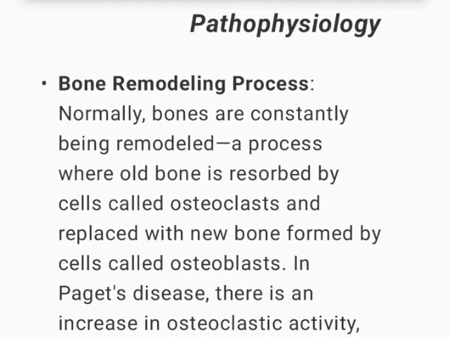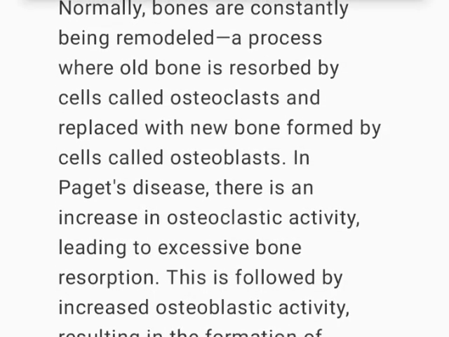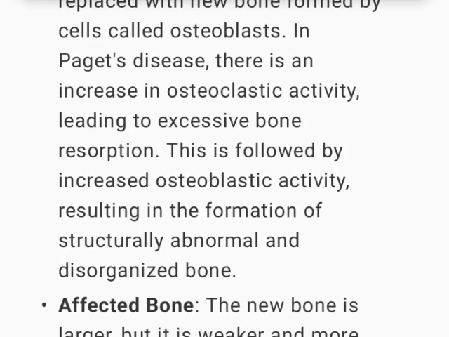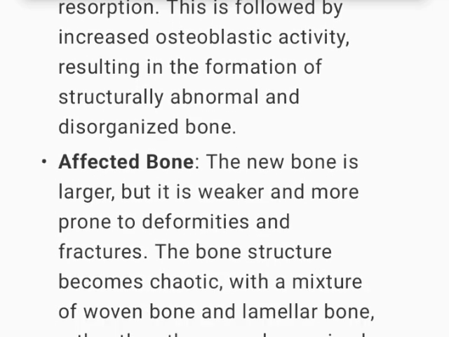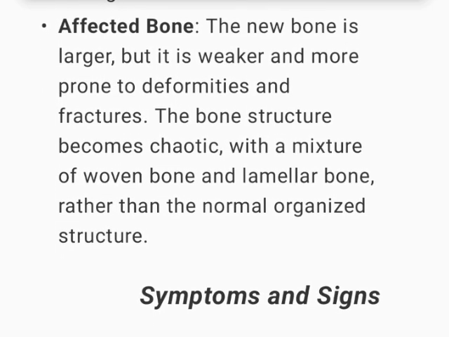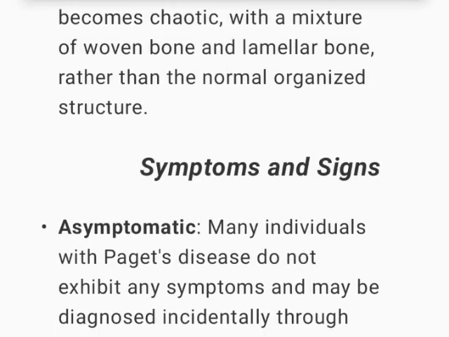Pathophysiology, bone remodeling process. Normally, bones are constantly being remodeled, a process where old bone is resorbed by cells called osteoclasts and replaced with new bone formed by cells called osteoblasts. In Paget's disease, there is an increase in osteoclastic activity, leading to excessive bone resorption. This is followed by increased osteoblastic activity, resulting in the formation of structurally abnormal and disorganized bone. Affected bone: the new bone is larger, but it is weaker and more prone to deformities and fractures. The bone structure becomes chaotic, with a mixture of woven bone and lamellar bone rather than the normal organized structure.